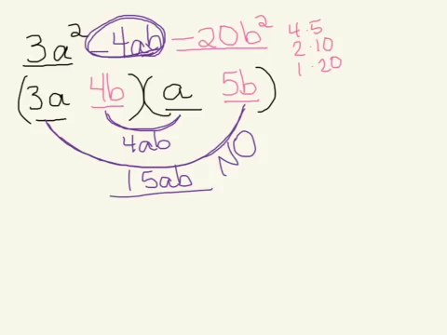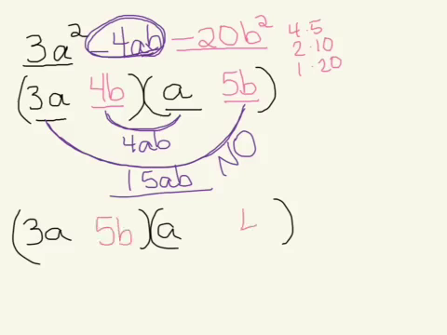And so then what happens with trial and error is we try a different combination. Let's be systematic about it. Set up a new set of parentheses. Leave your 3a and your a, but this time try switching around the other two numbers. So you put the 5b and the 4b in opposite order. And then you're going to do your checking. This is the part where you determine if you got it right or not.